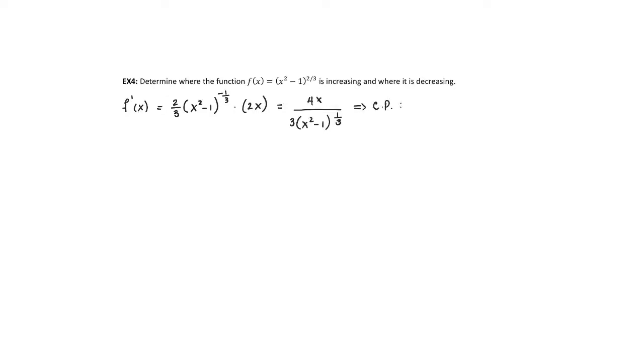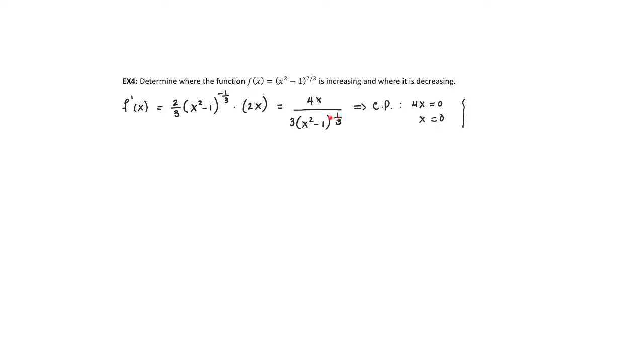Well, I have to figure out the values of x where the derivative is equal to 0 and the values of x where the derivative is undefined. The derivative is equal to 0 when 4x is equal to 0. That means when x is equal to 0. And this is a valid critical point because if I take 0 and I plug it back in, the function is beautifully defined.